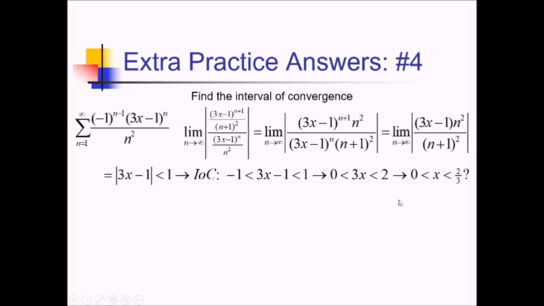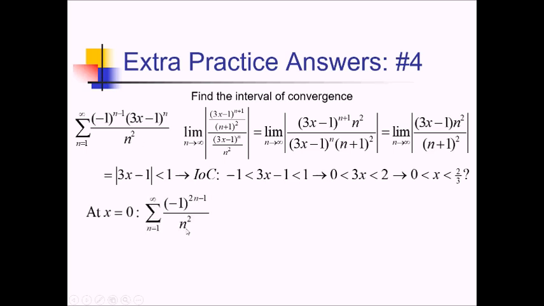Not the end of the story, though. Because I used the ratio test to get this, I don't know whether the endpoints actually converge or not. So I have to test 0 and 2/3 for x individually. So let's test out 0 first. If x equals 0, what do we get? Well, 3 times 0 minus 1 is just going to be negative 1 to the n here. If I've got (negative 1) to the n times (negative 1) to the n minus 1, that's actually (negative 1) to the 2n minus 1, all over n squared.